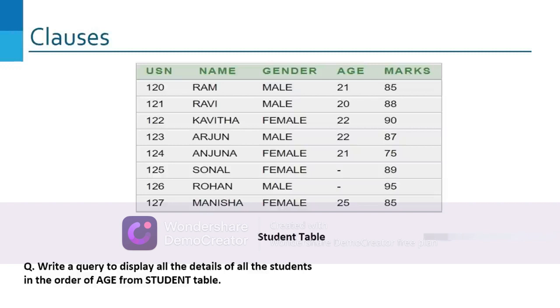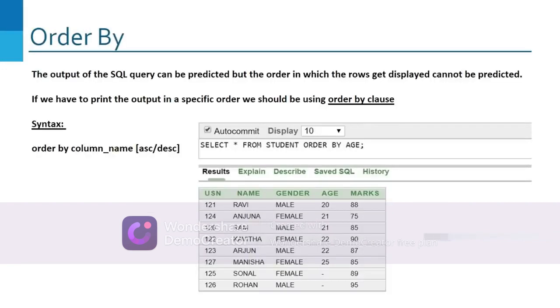So then we should use some of the clauses. So let's see which is the first clause. The first clause is order by. Now the output of the SQL query can be predicted, but the order in which the rows get displayed cannot be predicted, right? So till now, whatever examples we have done, you have seen that the order is very random in all the results, right? There's no particular order in which the result is coming.